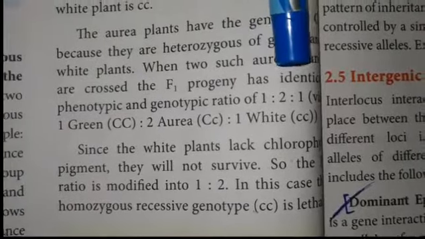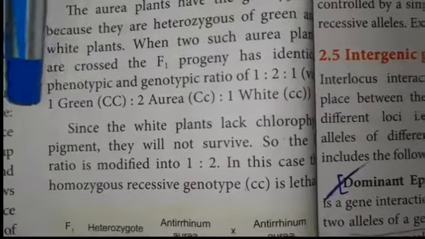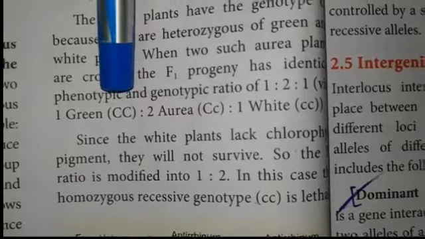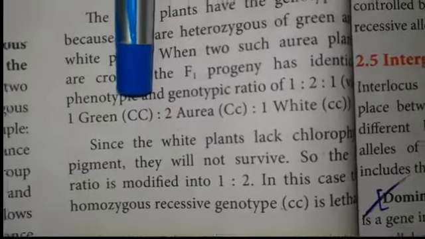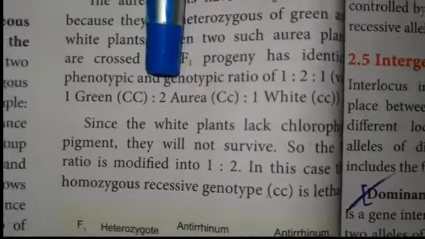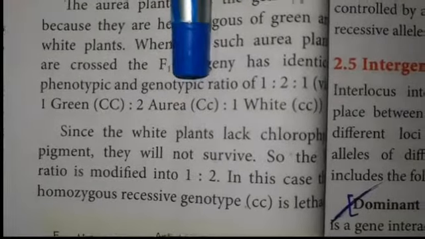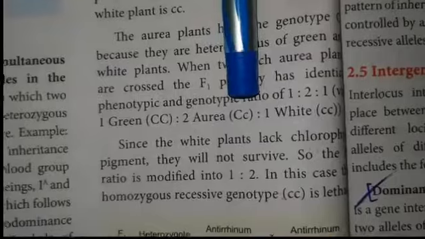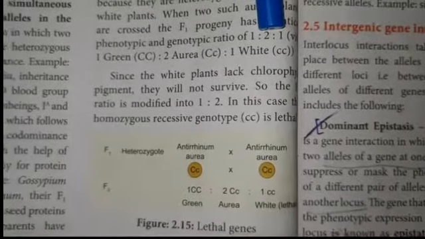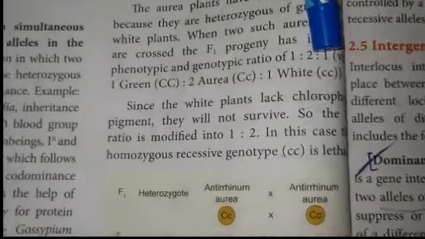ratio are 1:2:1. So here one green, which is the dominant gene capital C in a homozygous condition, is 1, and two Antirrhinum plants in a heterozygous condition, that is capital C and small c, and one white plant which is also homozygous, small c.